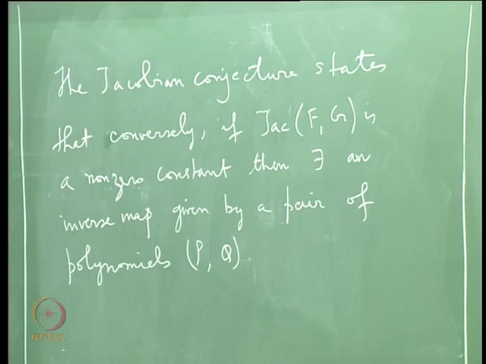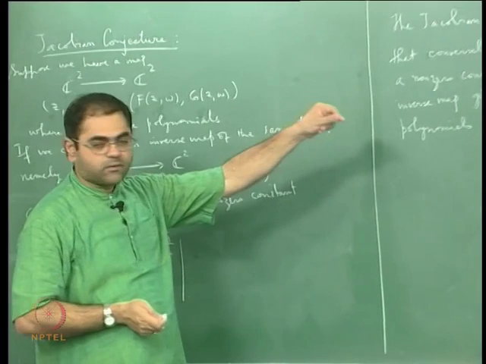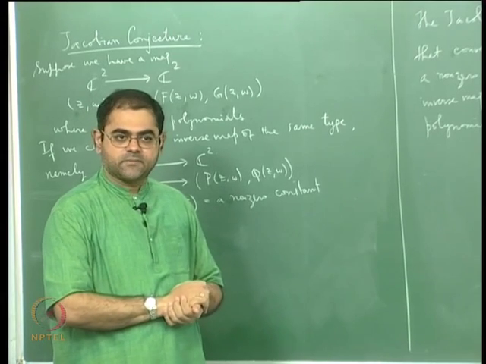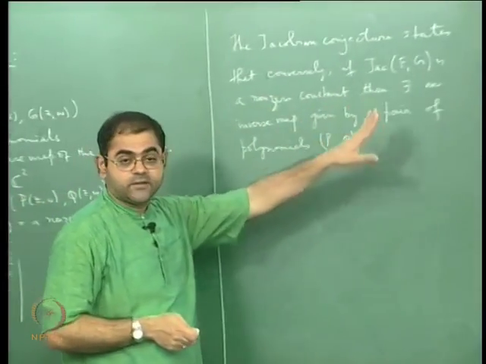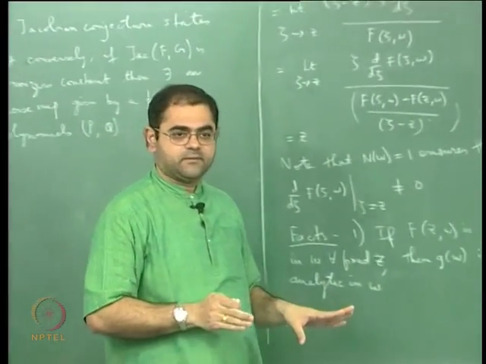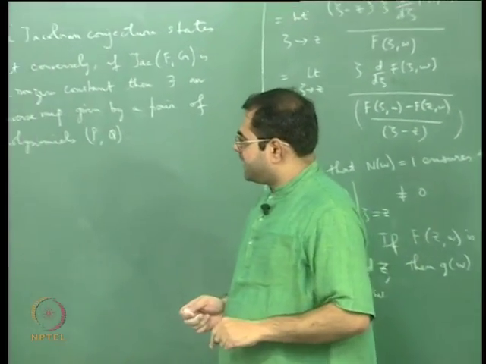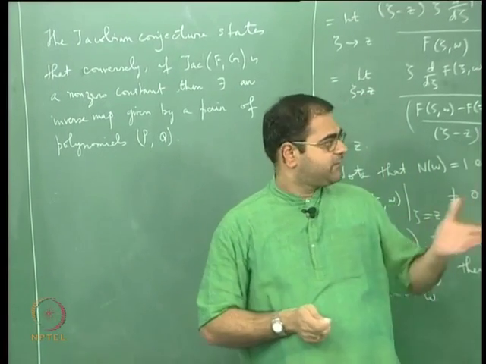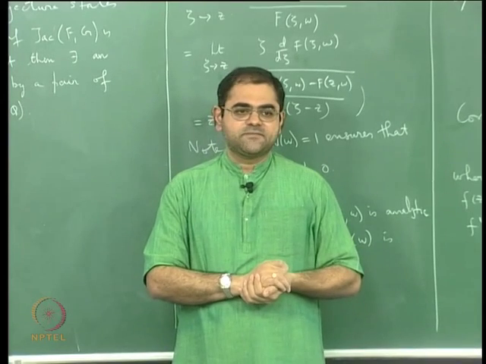Okay, and I should say that this is not only for two variables; it's also for n variables, for n greater than two as well. That's also the general case of the Jacobian conjecture. But the fact is, even for two variables, it's not solved.